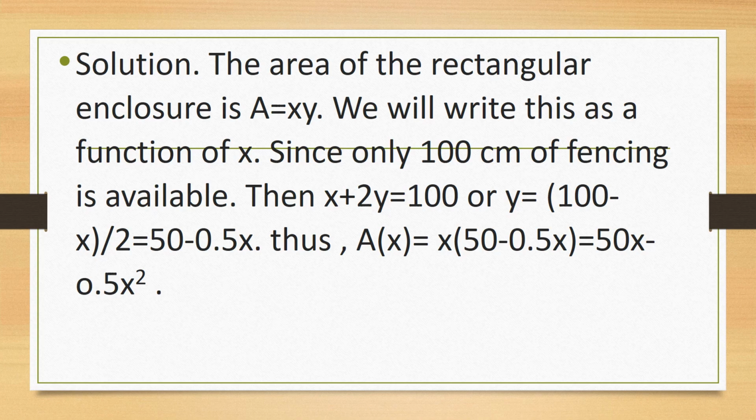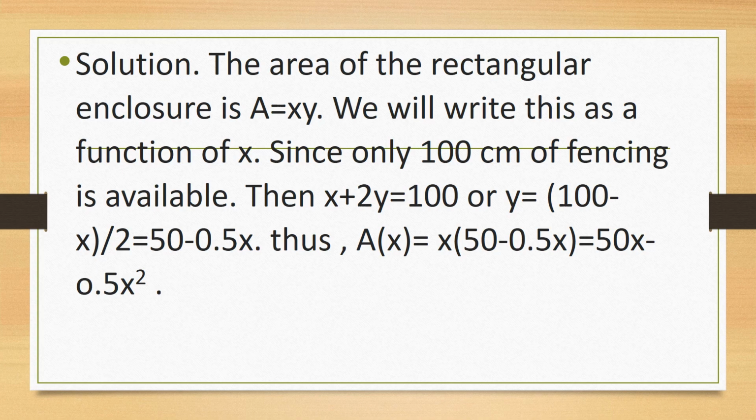Or we can say y equals (100 minus x) over 2, which is 100 divided by 2 equals 50, then negative 1x divided by 2 equals negative 0.5x. After that, multiply x to 50 minus 0.5x. x times 50 is equal to 50x, and x times negative 0.5x is equal to negative 0.5x squared. So that is the answer.